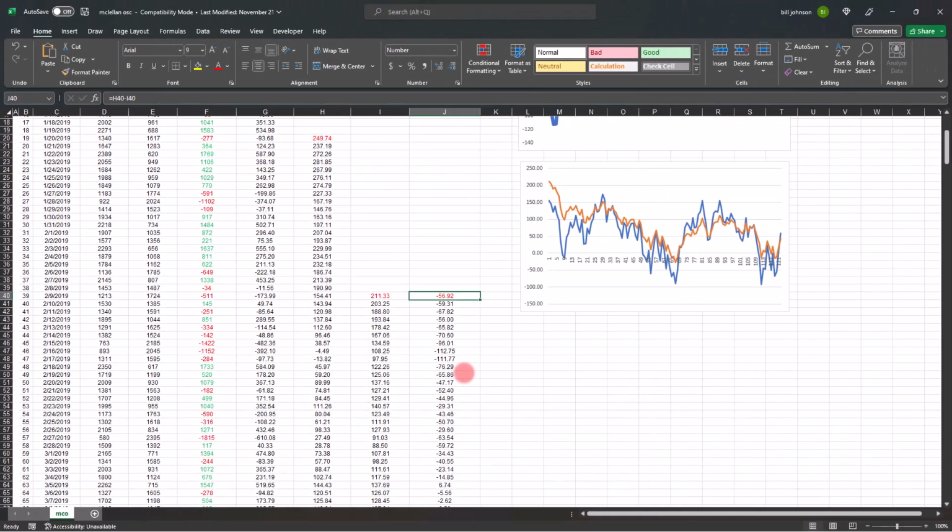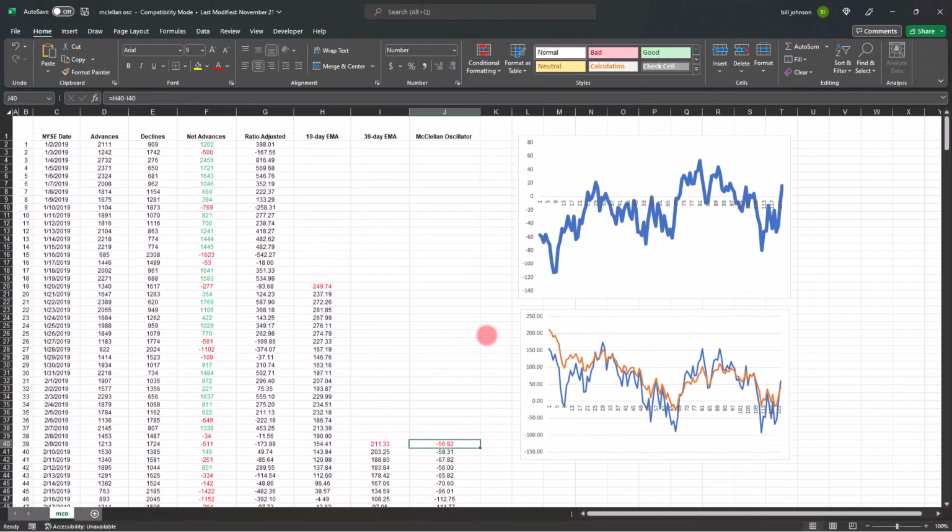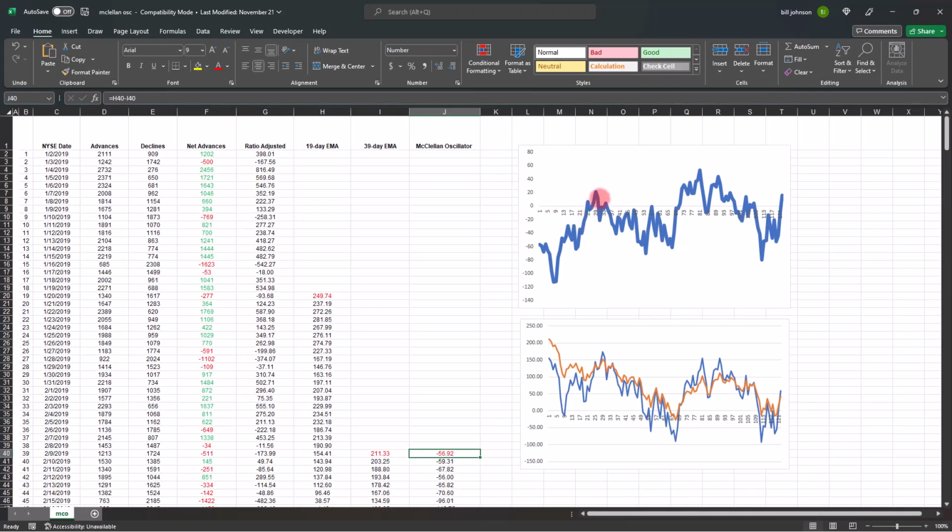So the basic idea is that any time this number is getting above 0, the 19-day moving average must be above the 39. And that means the more recent data are starting to see more advancers. So that's just a very simple interpretation. There are what are called divergences. That's used a lot in technical analysis. But for the most part, just to keep it simple, if you can at least see that the 19-day is gaining momentum over the 39-day, it can be some insightful information.